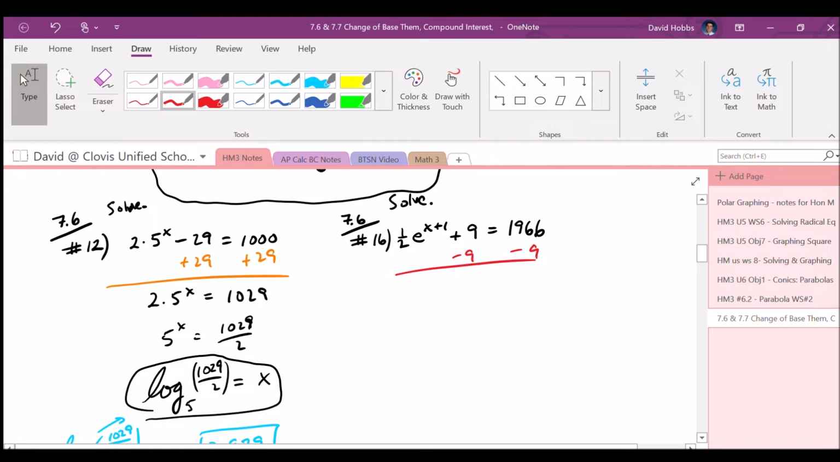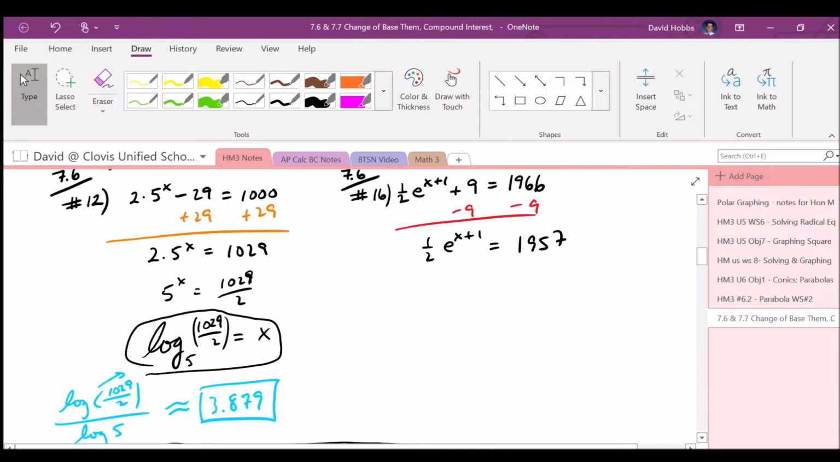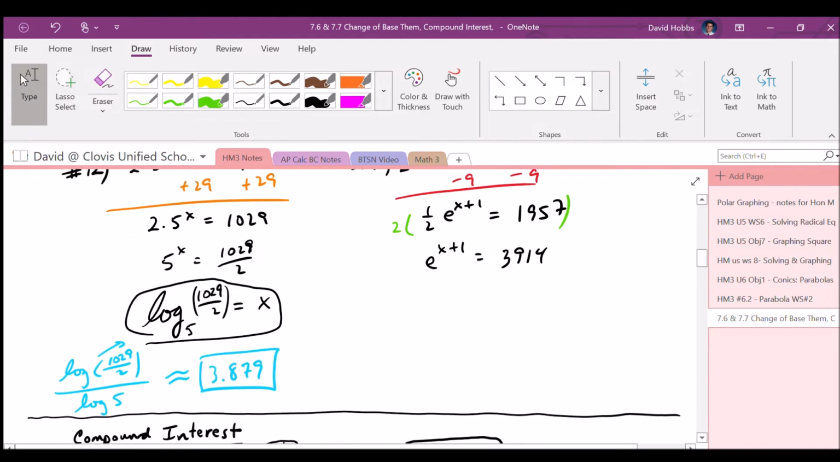So we have 1/2 e to the x plus 1 equals 1957. Okay, and I'd divide by 1/2. Well, that's kind of weird. So let's multiply by 2 instead. And so we get e to the x plus 1 equals 2 times 1957, which is 3,914. Okay, can I write 3,914 as a power of e?